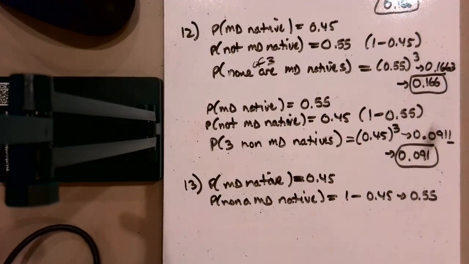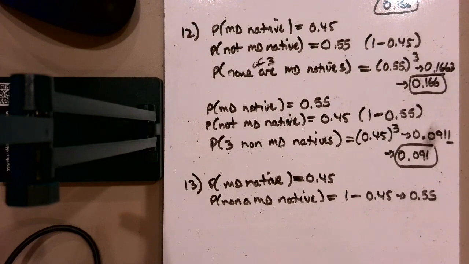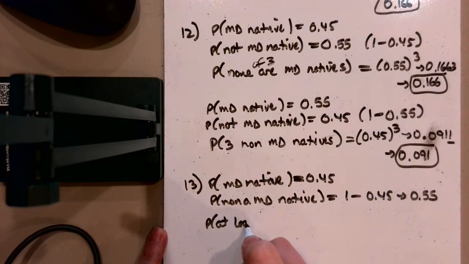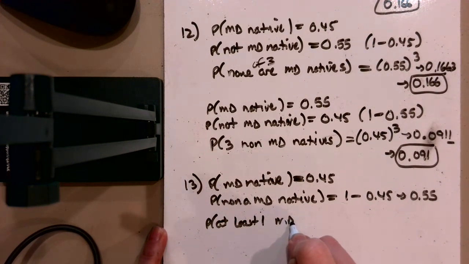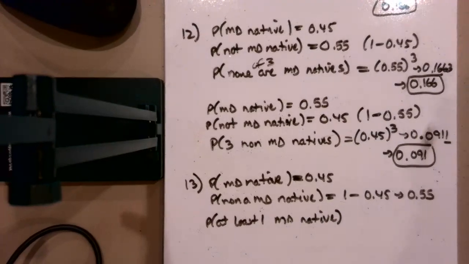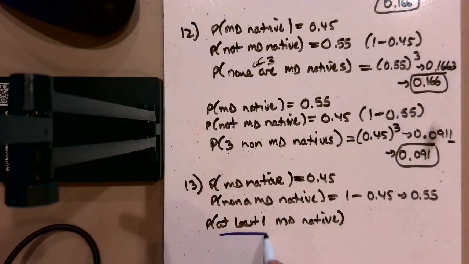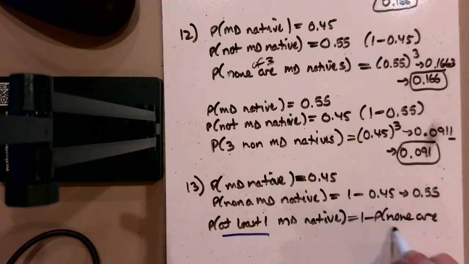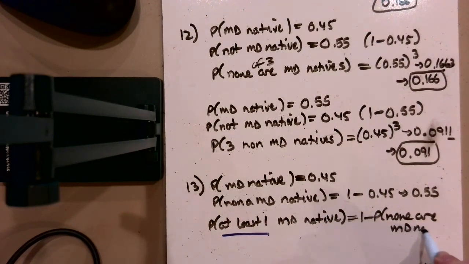And it says, if 3 students are selected at random, find the probability that at least one of the 3 is a Maryland native. So probability of at least one Maryland native. If you recall, at least one, we have a formula for that. At least one is 1 minus the probability of none are Maryland natives.